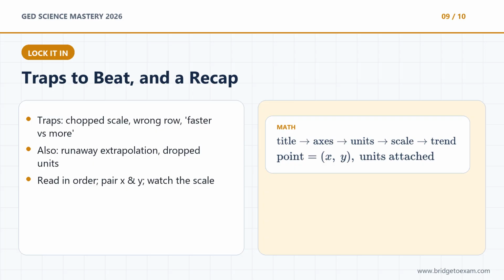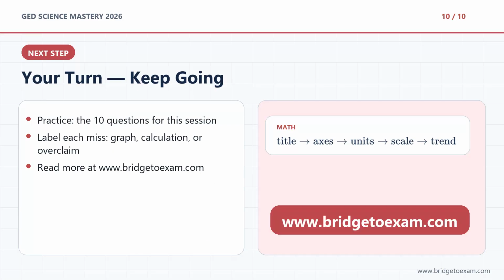Now the recap. Read every chart in order. Title, axes, units, scale, then trend. Pull one exact value by pairing x with y. Describe the trend in plain words. And never let a tricky scale fool your eyes. Really nice work today. You can now read a chart in a calm order, pull one exact value, describe a trend, and catch a misleading scale.